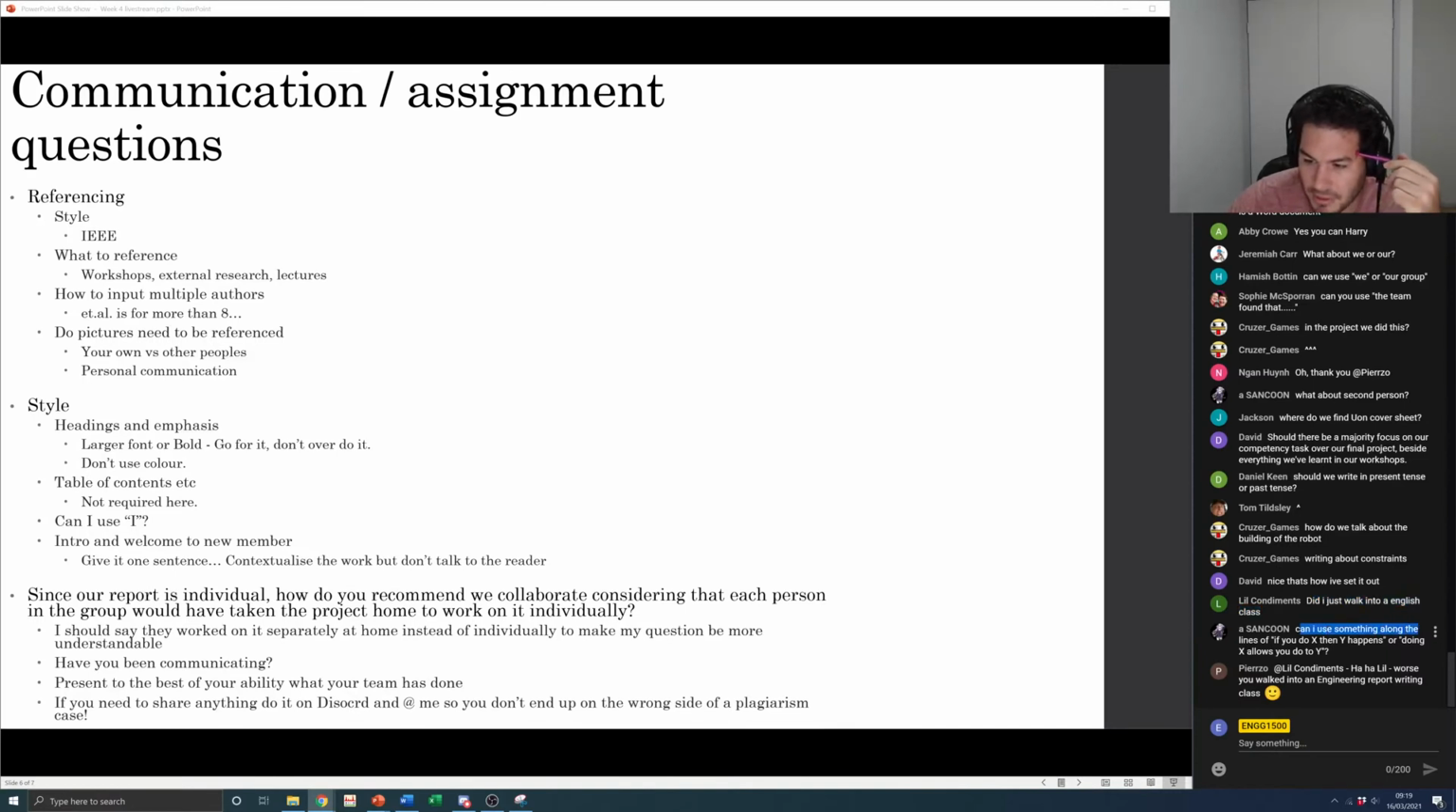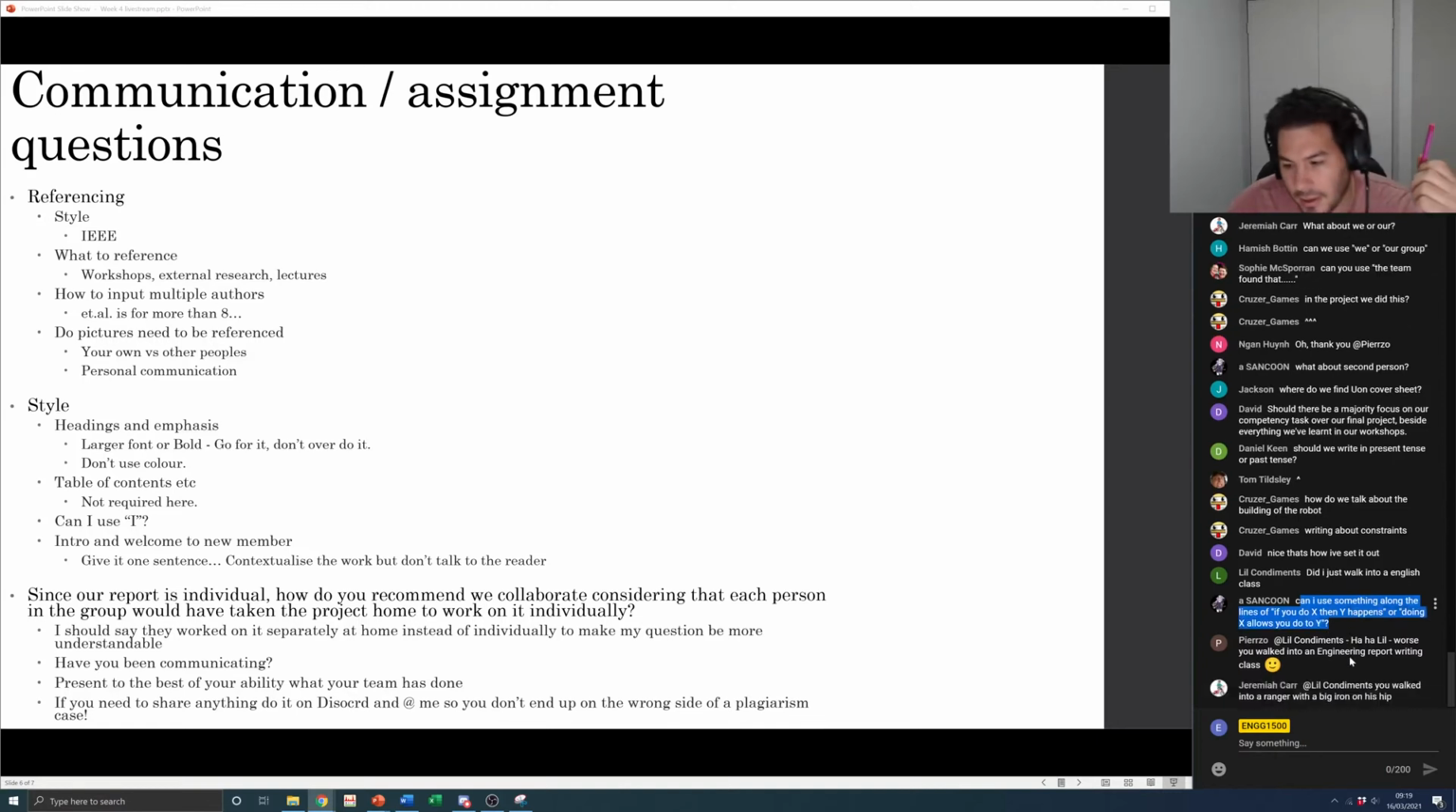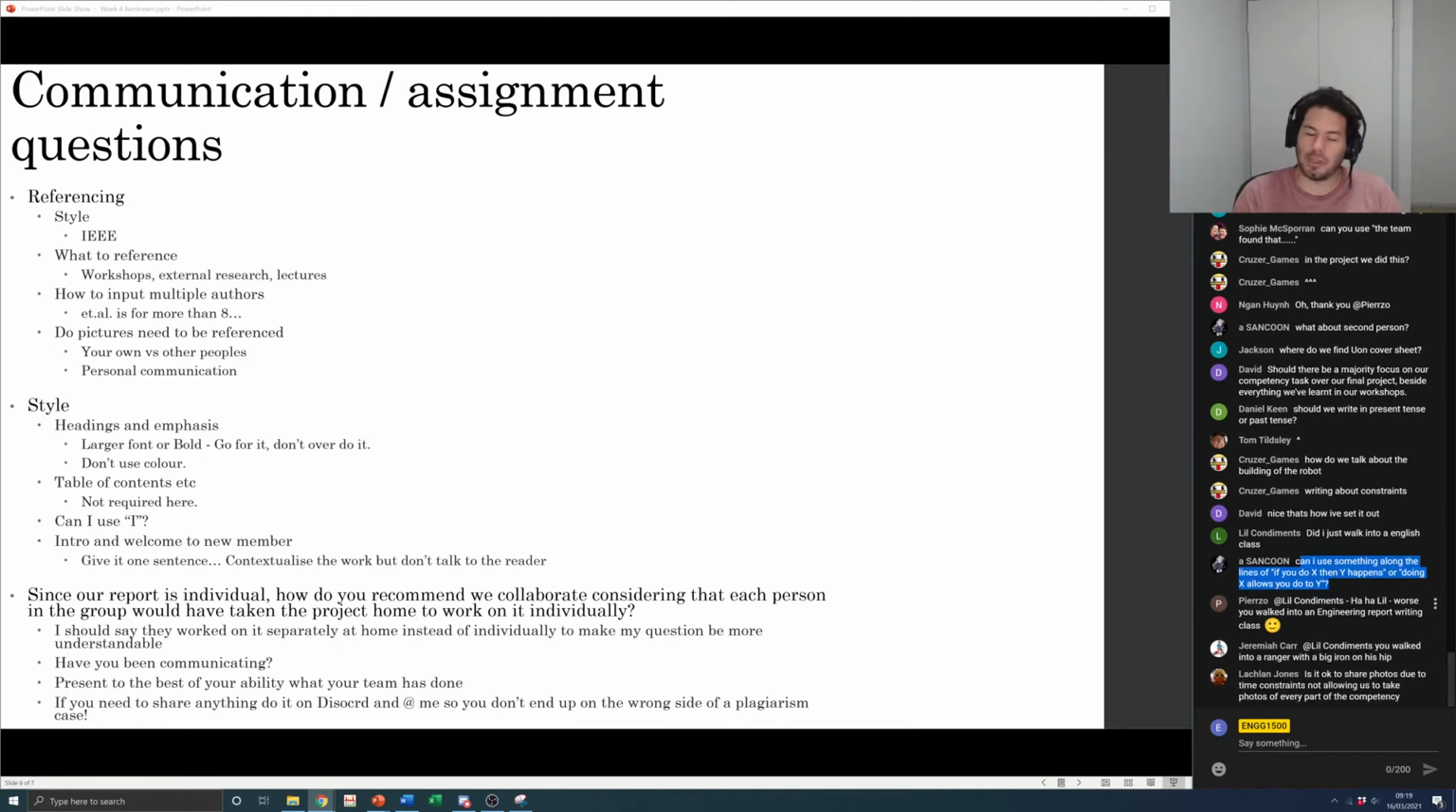Can I use something along the lines of, if you do X, then Y happens, or doing X allows you to do Y? Yeah, either of them would be fine in this report. Both of them are very talking to the reader, but don't stress about it. It's fine. This report is not about getting hung up on that type of stuff. It's about how you can translate what you've learned into useful information for your reader. Don't stress about it. You're doing great.